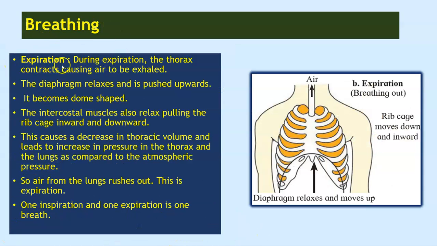Now students, let us have a look at expiration. Now this is just the opposite phenomenon of inspiration. During expiration, the thoracic cage contracts causing air to be exhaled. The diaphragm relaxes and it pushes upwards. So here the diaphragm which had contracted is now relaxing and it is getting pushed upwards and it becomes a dome-shaped structure. The intercostal muscles also relax, pulling the rib cage inwards and downwards.